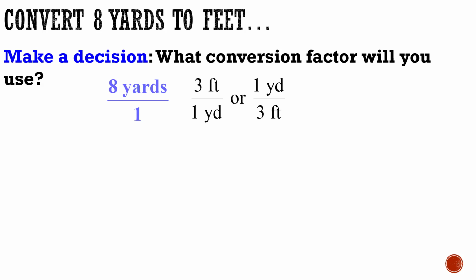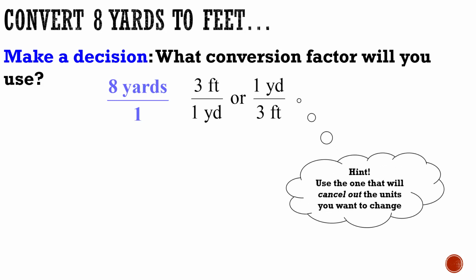Yeah, we're going to use the 3 feet over 1 yard because, again, I want my final solution to match the question we're trying to solve for, feet. So feet needs to be in the numerator. Additionally, let's think about the canceling out words. We're starting with 8 yards, and we need to cancel out the word yard. The only way that we can cancel out the word yard is to have the word yard in the denominator.